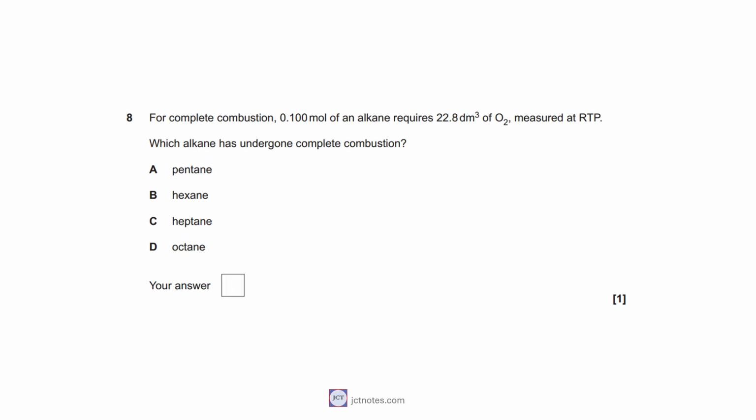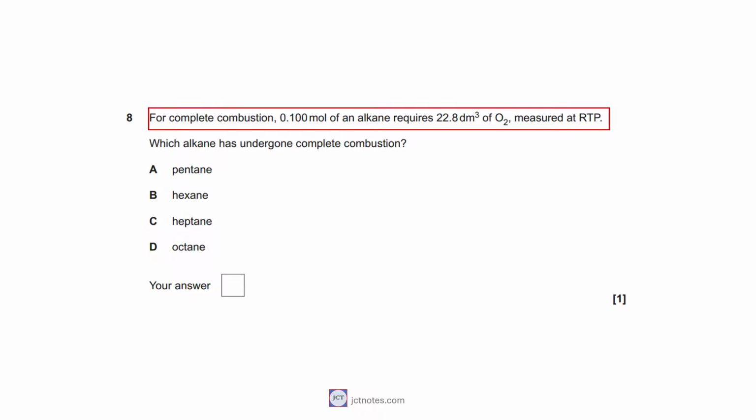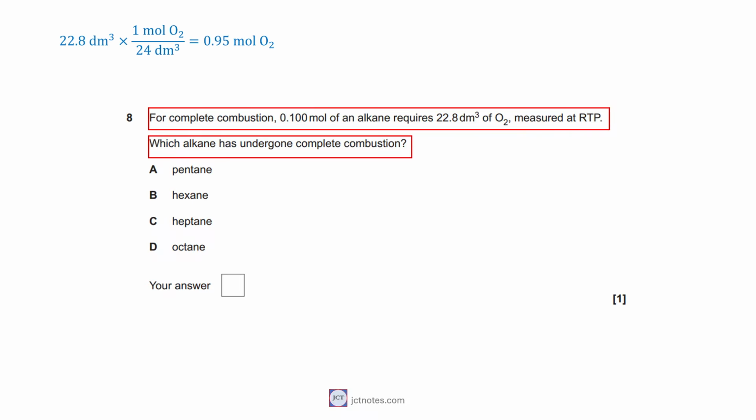In question 8, we have that for complete combustion, 0.1 moles of an alkane requires 22.8 cubic decimeters of oxygen measured at room temperature and pressure. We are asked which of the 4 provided alkanes has undergone complete combustion. We start by calculating the number of moles of oxygen consumed. As 1 mole at room temperature and pressure occupies 24 cubic decimeters, then 22.8 cubic decimeters is 0.95 moles.